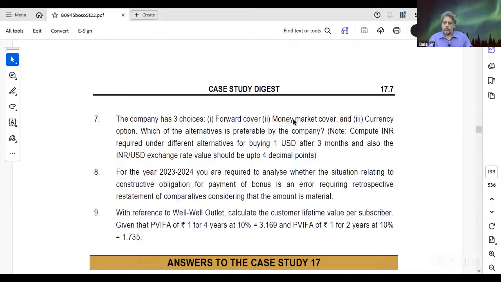Next, two, money market cover. Go for a money market cover, that is money market hedge. Then three, currency option. Okay. So in this example, you have a payment to make. These are the three options available: forward contract, or go for a money market hedge, or currency option. Which of the alternatives is preferable by the company? Okay, go to the solution.